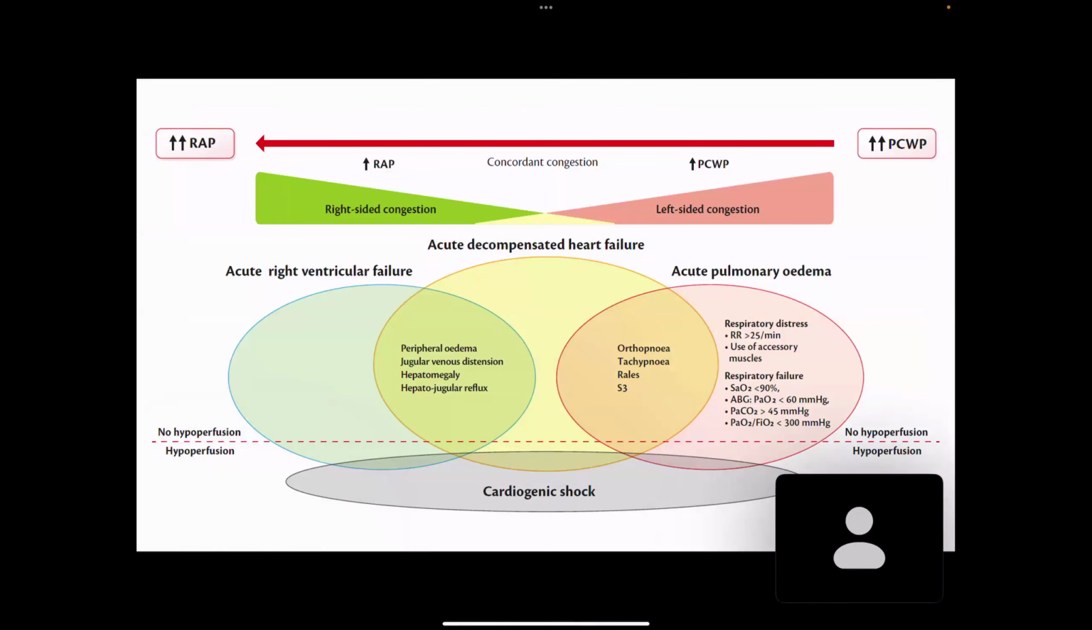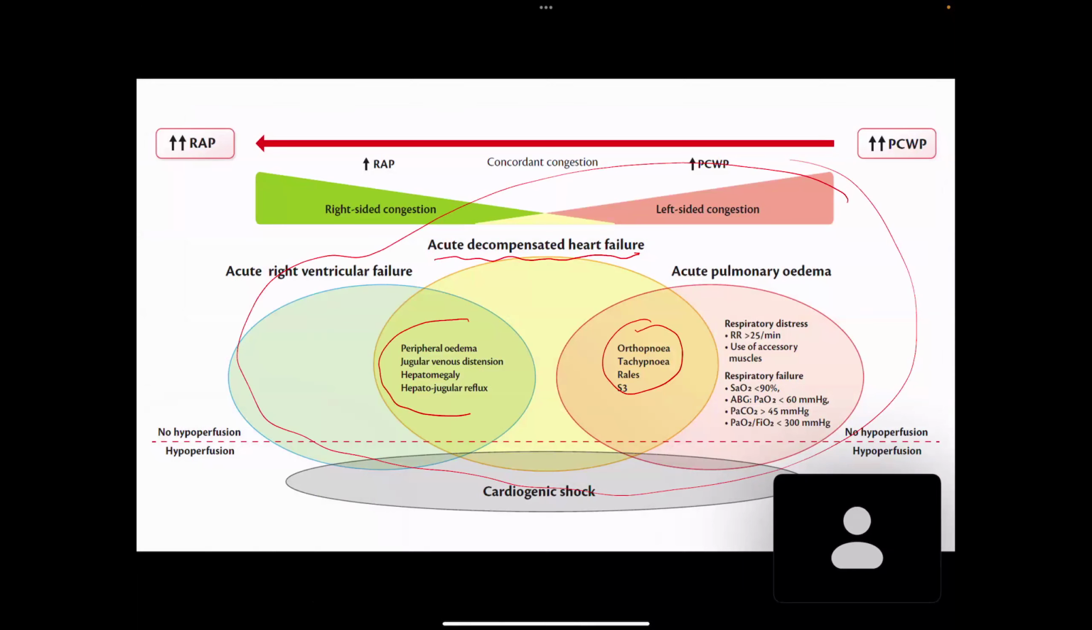So this is again the same slide. What you need to understand is it will not always be a separate presentation, but it can be a mixture because there is always an overlap. You can see that acute decompensated heart failure patients will have symptoms of LV failure and symptoms of RV failure. Symptoms of LV failure include orthopnea, tachypnea, and pulmonary congestion. Symptoms of RV failure include peripheral edema, elevated JVP, hepatomegaly, and positive hepatojugular reflex. So this is a mixture of subsets.